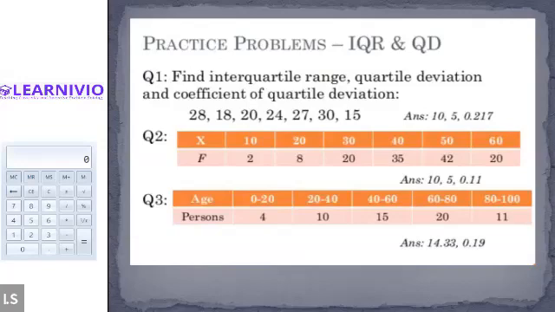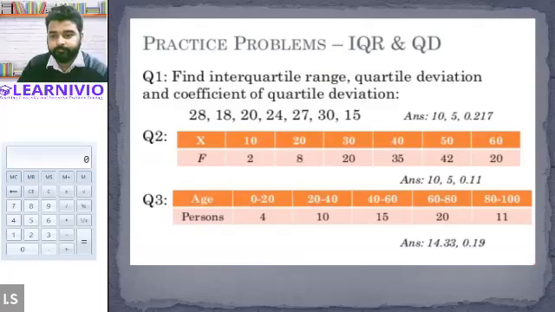Sir, I think I got it wrong. How much are you getting the value? QD, I'm getting 17.4. QD is 17.4. And here we got 14.3. Okay, so first of all, tell me the value of the cumulative frequencies.